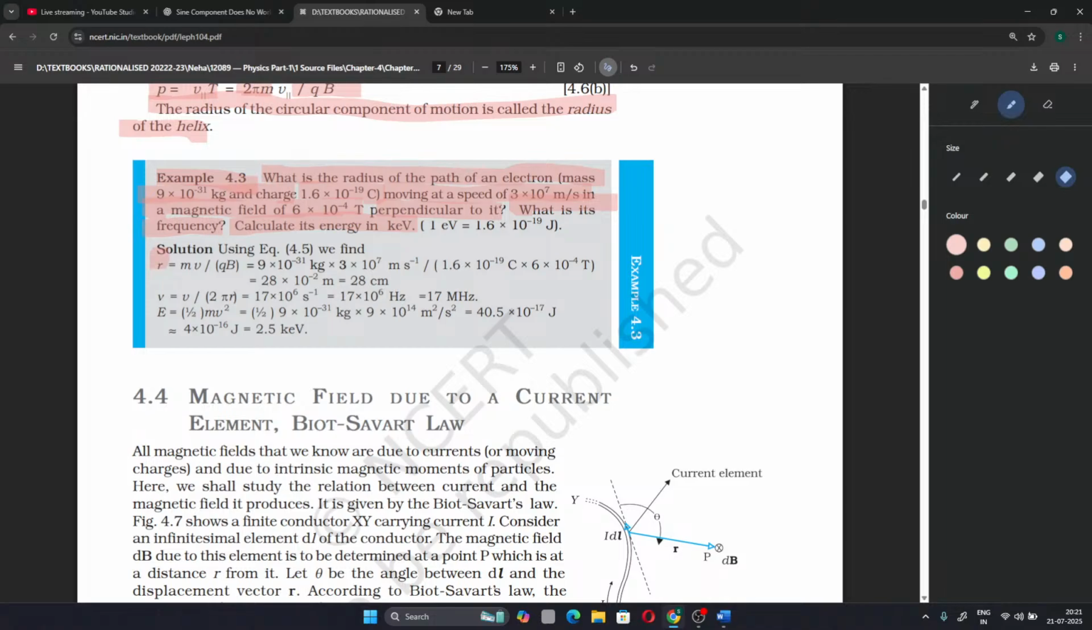Now based on r equals mv by qB, for case 1 where theta equals 90 degrees, we get the radius as around 28 into 10 power minus 2 meter, which is 28 centimeter. The frequency nu is v by 2 pi r, which we get to be around 17 into 10 power 6 per second. We can write it as hertz, or 17 megahertz.